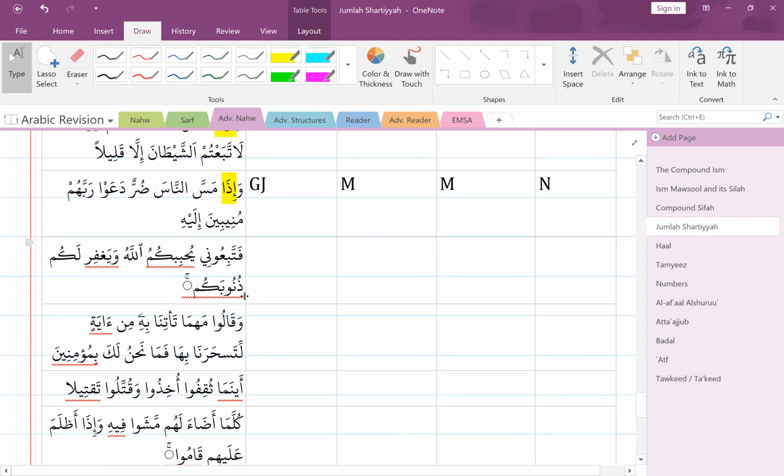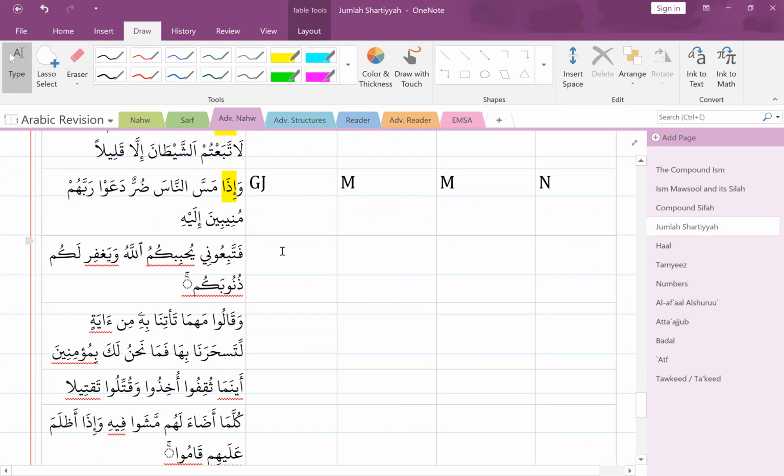Okay, Saima. فاتبعوني يحبكم ويغفر لكم. Think a little bit more. It is Amr. Yes, it's Amr. So we don't expect an adatu shartiyah because it's Amr and Jawab al-Amr. So here we have Amr, and here is going to be the Jawab al-Amr. And is there a fa coming in? فاتبعوني يحبكم الله ويغفر لكم. No, there is no fa. يحببكم الله, the jawab starts. So that's important to just identify.